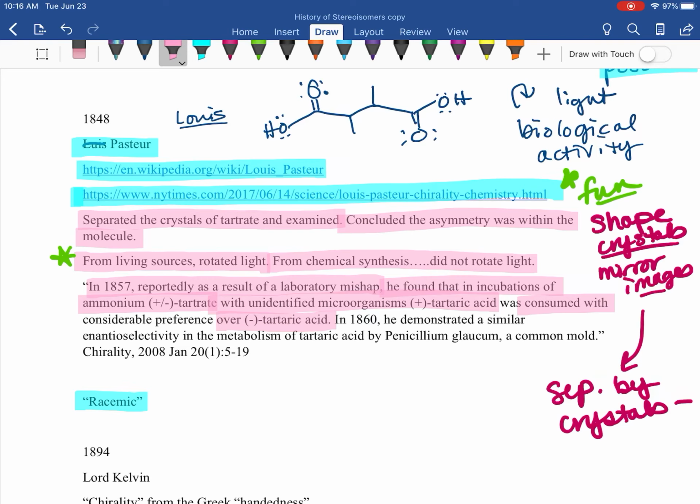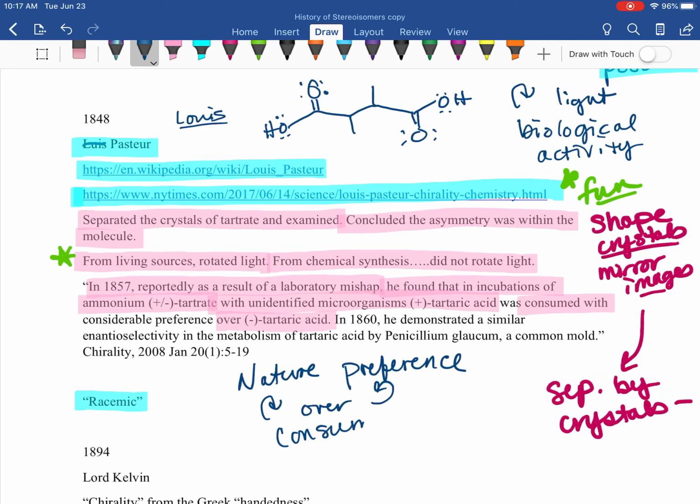Okay, this is phenomenal. For 1860, this is a huge conclusion. What it means is sometimes in nature, there is a preference. And nature can give one rotation over the other, and it can also consume one rotation over the other. So there's a whole lot of vocab that is coming from here. We've got close to 50, 60 years of studying now.